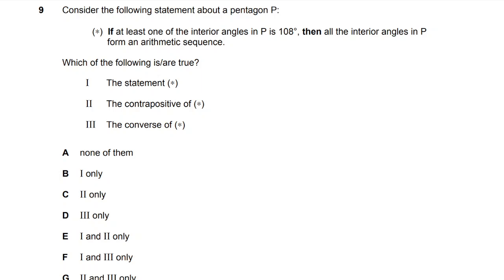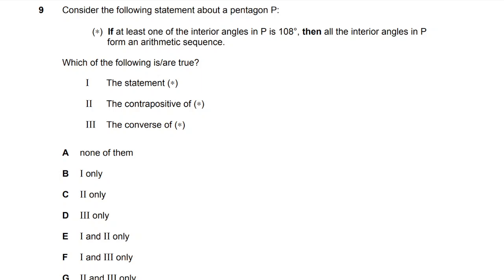Okay, question 9. Consider the following statement about a pentagon P. If at least one of the interior angles in P is 108, okay, so 108 is the angle in a regular pentagon, right? Because you go 180 times 5 minus 2, which is 540. 540 divided by 5 is exactly 108. So a regular pentagon has 108 degrees as its interior angles. So what's the statement saying?